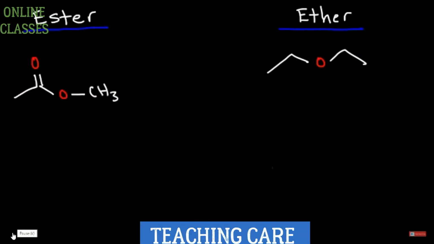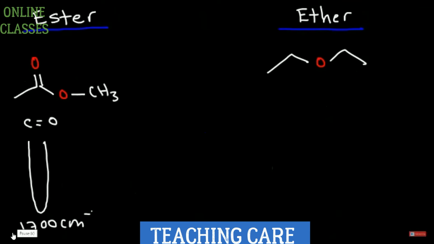Now let's compare the ester and the ether. The ester functional group has a carbonyl CO stretch of around 1700, very similar to aldehydes and ketones. The ether doesn't have the carbonyl CO stretch, but it does have a single bond CO stretch, and that is between 1000 and 1150.